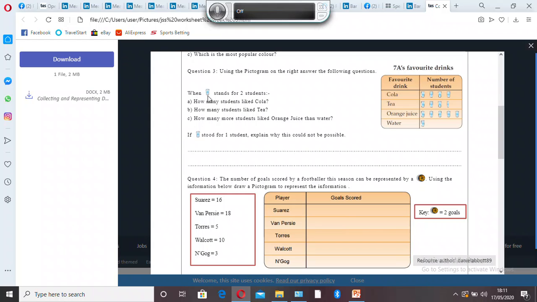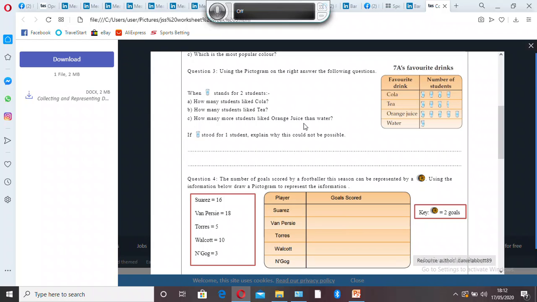When this image stands for 2 students, answer this question, knowing fully well that each glass cup represents 2 students. Did you see that? How many students like Coca-Cola? Just go and count how many, then multiply by 2, because each glass cup represents two students. So there are 4 glass cups here. That tells me 8 students like Coca-Cola.